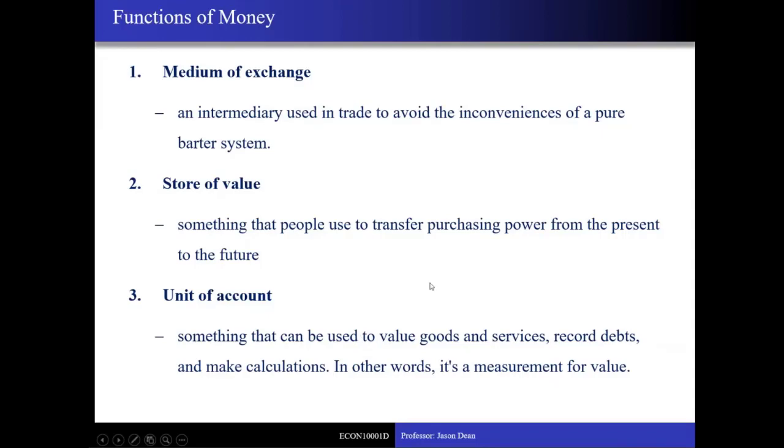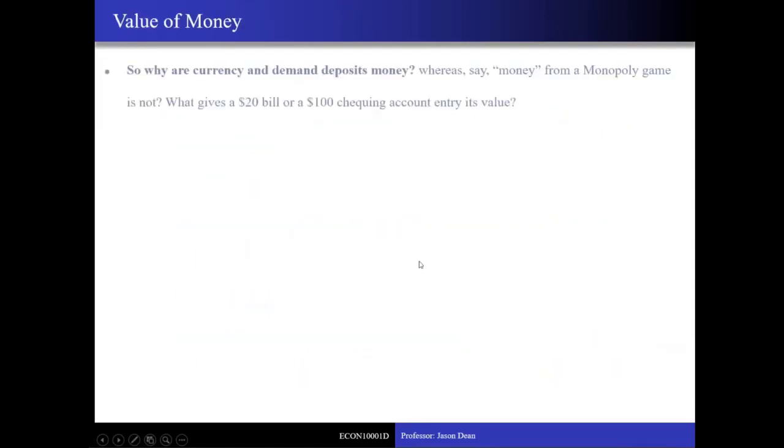Now there are also characteristics of money. We'll talk about those in a moment. Just to start with a question. So, if you have a $10 bill from the Bank of Canada, why is that considered money, but money from the Monopoly game isn't called real money? Anyone type in the chat why that might be the case?